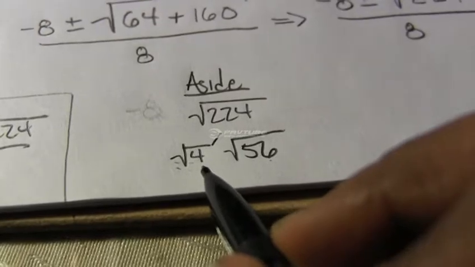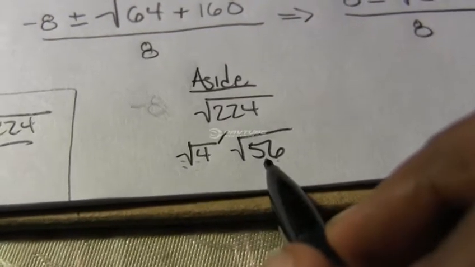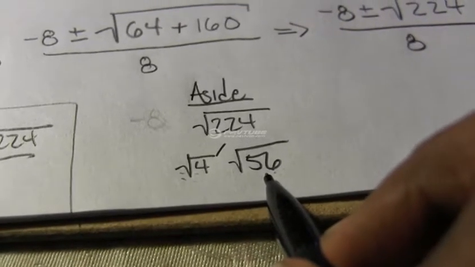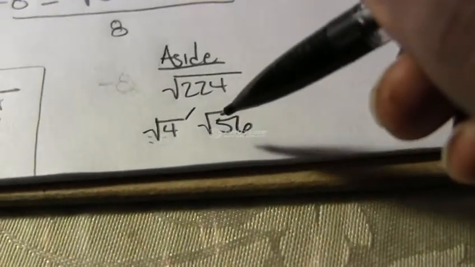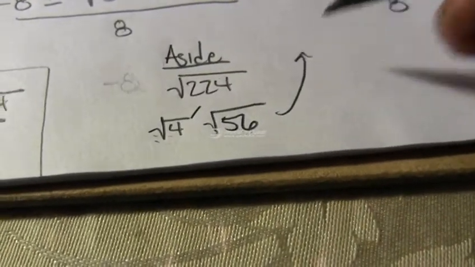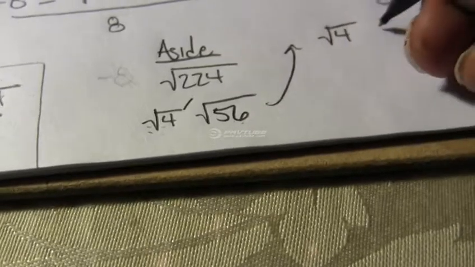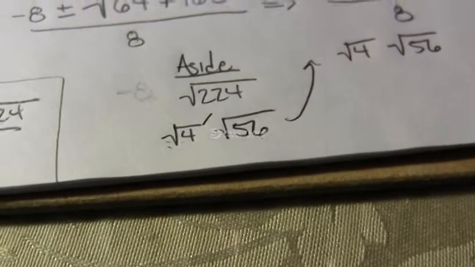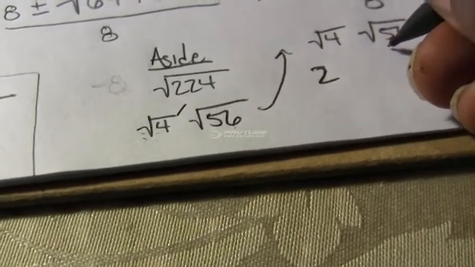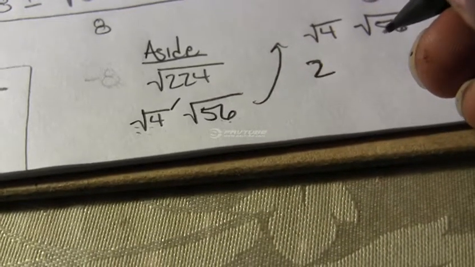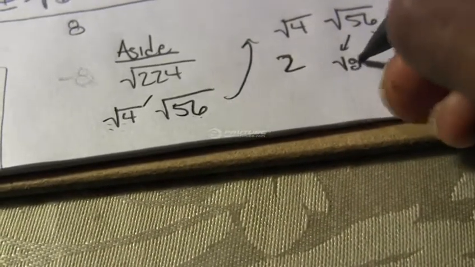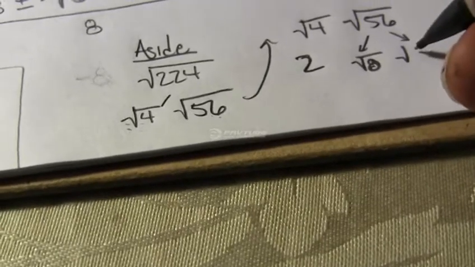Okay? And I'm looking at this. 56 has square root of 8 and square root of 7 in it. So basically what you're doing is breaking it down into pieces that you know. So now we'll bring this back up here. You've got square root of 4 and square root of 56. So square root of 4 is 2. We know that one. That was easy. Square root of 56 can be broken down into square root of 8 and square root of 7.